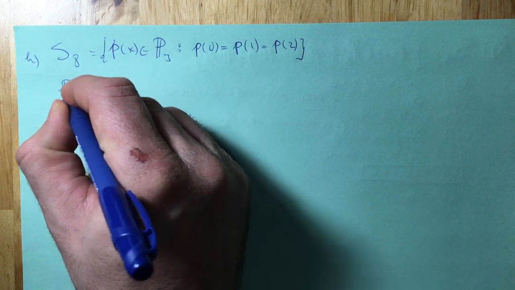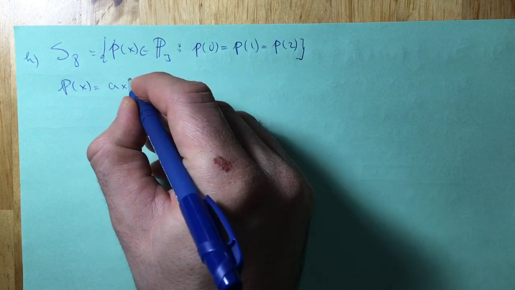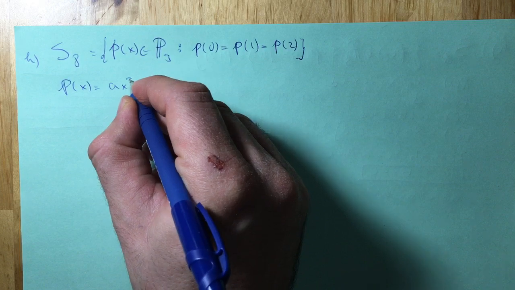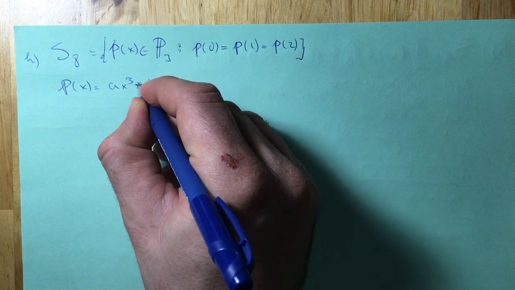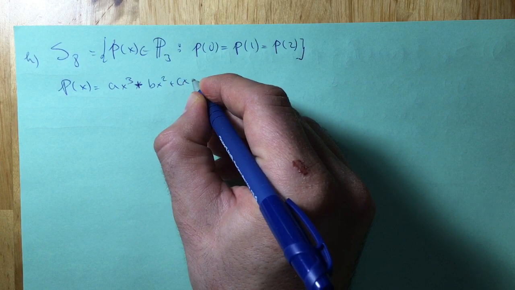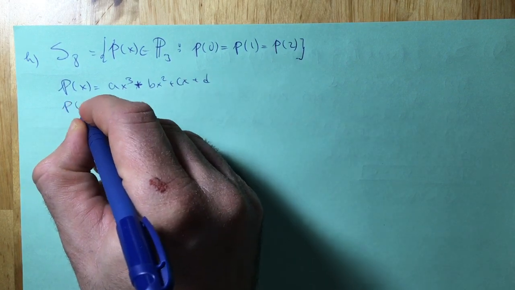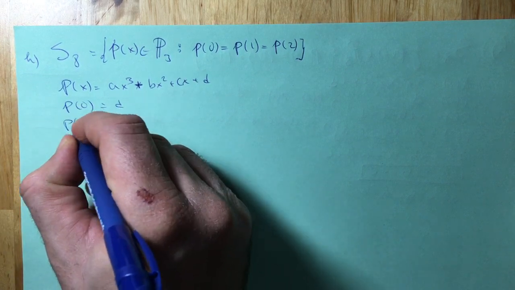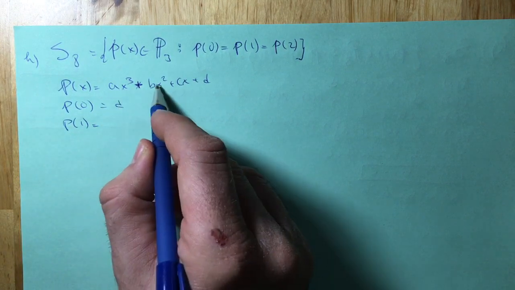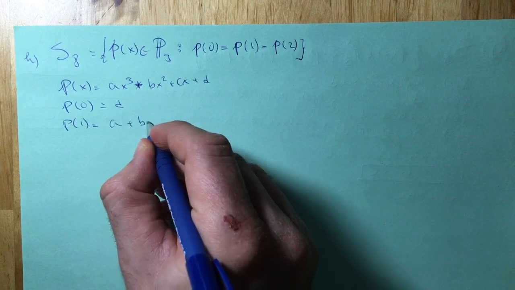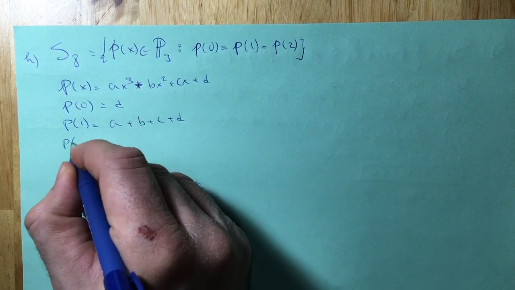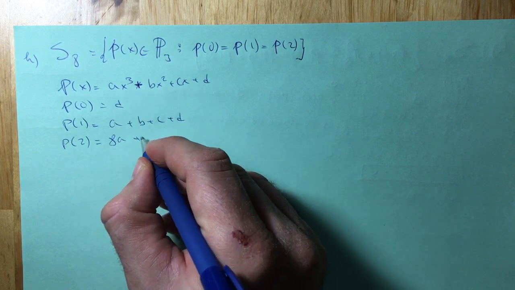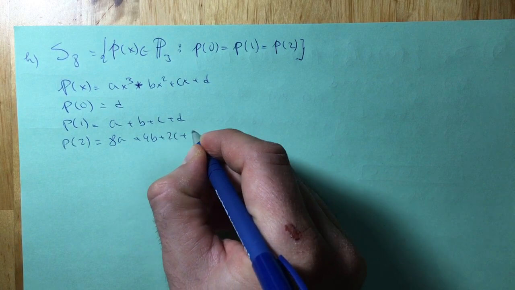The polynomial evaluated at 0, we know that is just the constant term. So if I take the most general vector in P3, that's ax cubed plus bx squared plus cx plus d. P of 0 is when I plug 0 for each x and I just get the constant term. P of 1 is, if I plug 1 for each x, I get a plus b plus c plus d. And if I evaluate the polynomial at 2, I get 8a plus 4b plus 2c plus d.